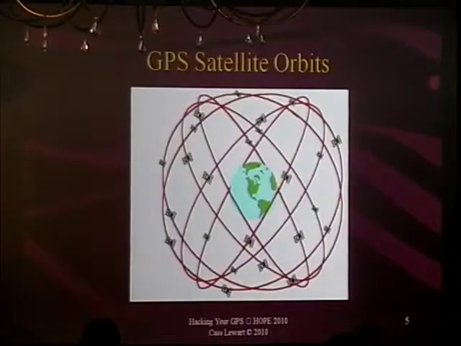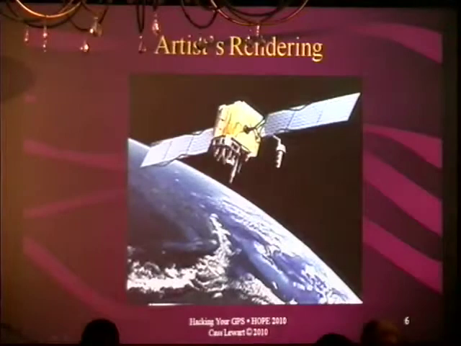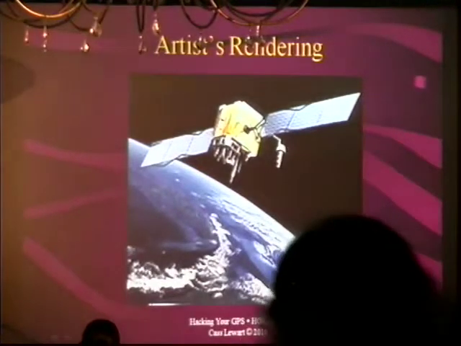This is sort of more or less to scale. You see the Earth and where the satellites are. The Earth is about 6,000 kilometers in diameter. And here we have about 20,000 kilometers at the orbits of the satellites. Here's an artist's rendition of a satellite with Earth in background.